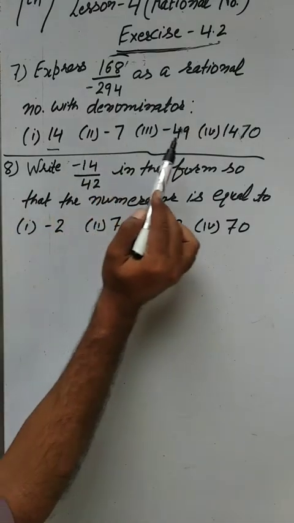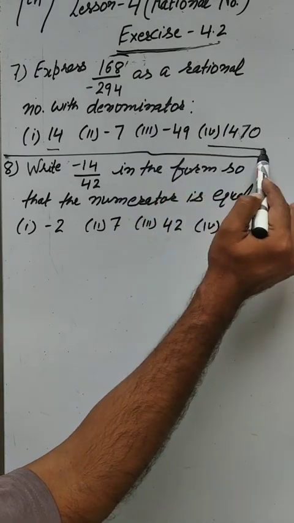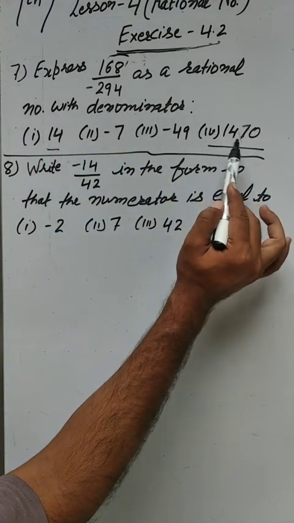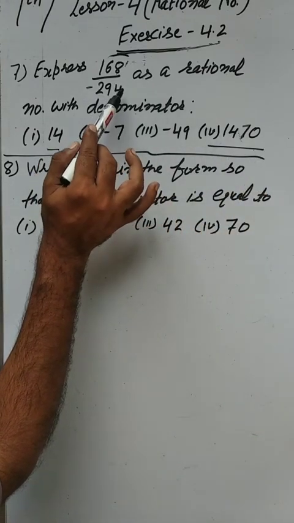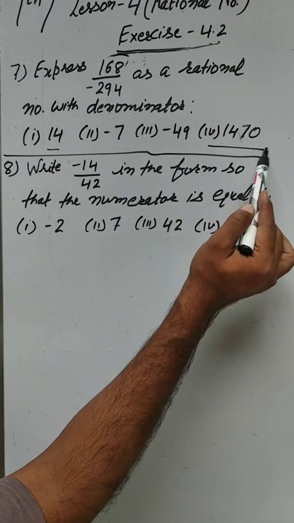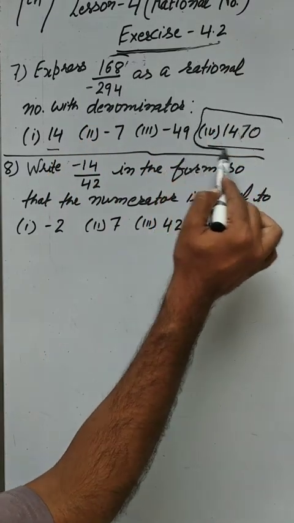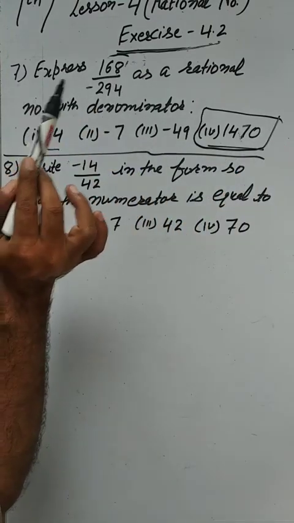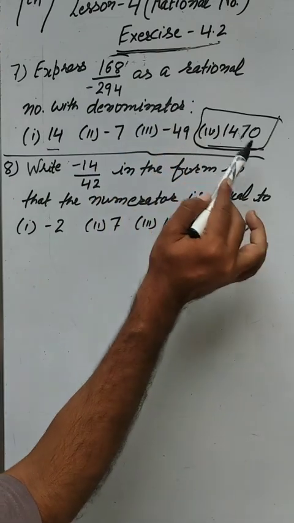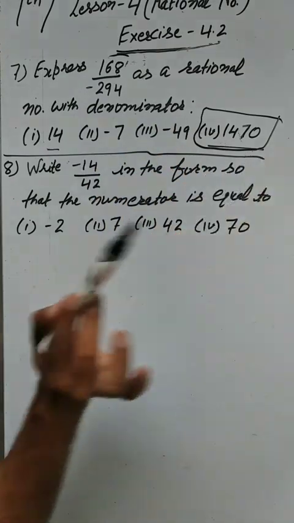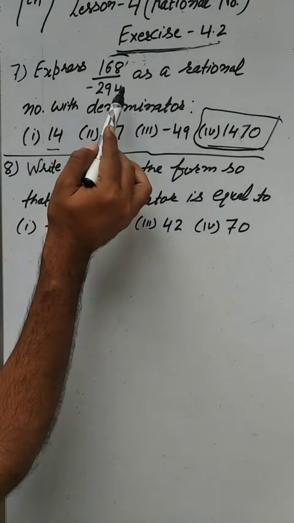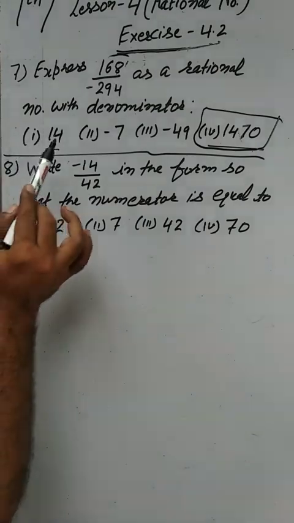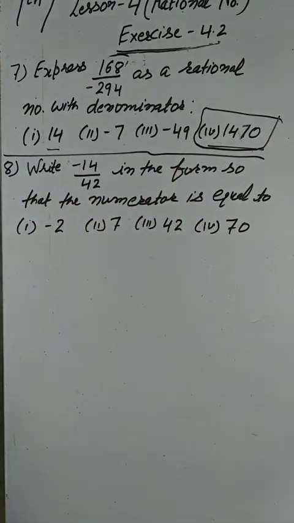Same as in the second part, same in the third part, but in the fourth part, the denominator is 1470 and here the denominator is 294, and I want to change 294 into 1470. So in only the last part we have to multiply. With what number is 294 multiplied to get 1470? And in the first, second and third parts, you have to check with what number you have to divide 294 to change it into 14, minus 7 and minus 49. Understood? Same as in question 8th.